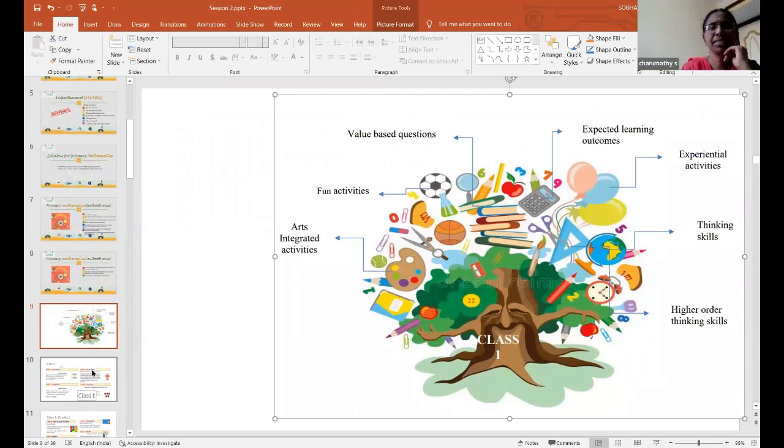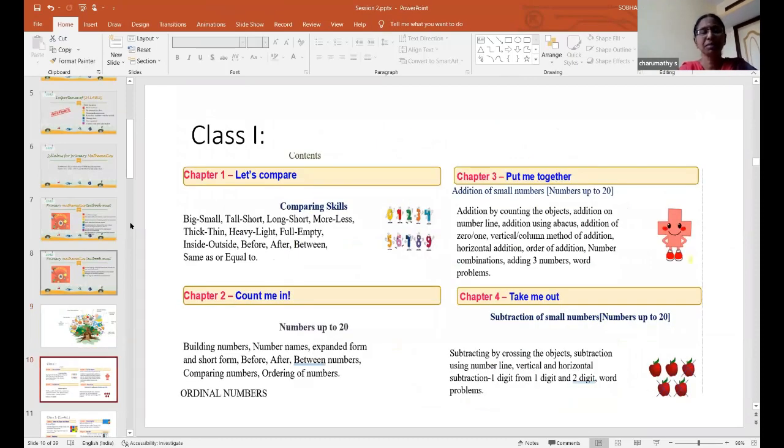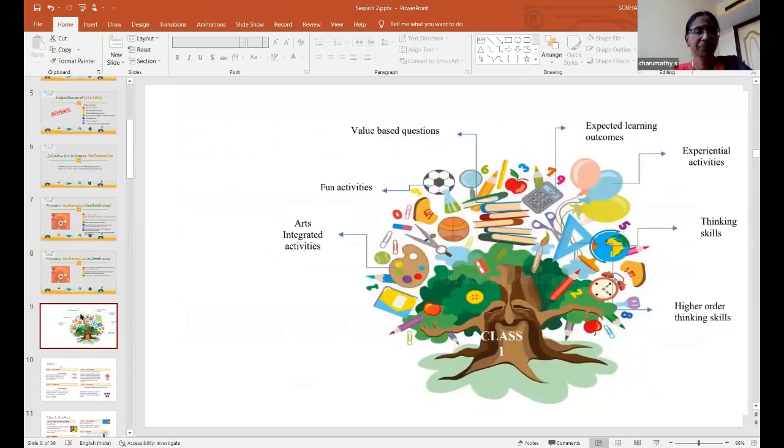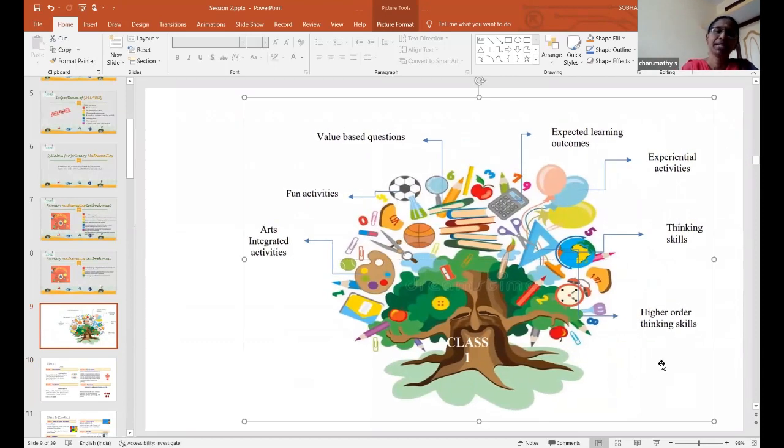Ma'am, just a minute. Apart from these, go back to the previous slide, ma'am. Apart from this, you can also include social skills, culinary skills, and other skills that would develop the child holistically. In fact, we are happy to share that we have included all these expected criteria in our in-house publications, which is going to be adapted from the coming academic year, that is 2022-23.